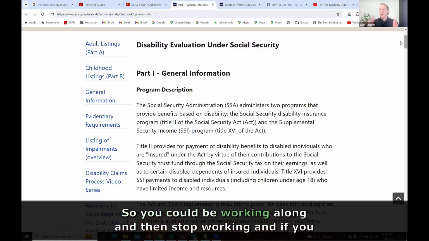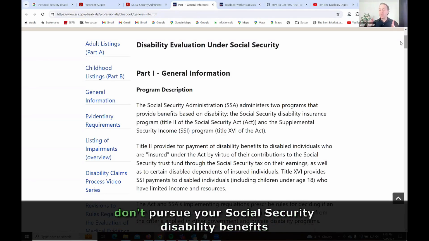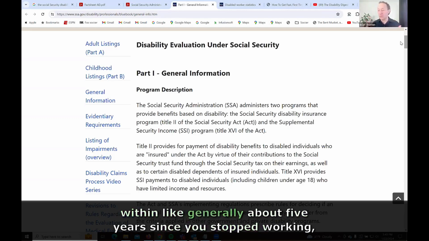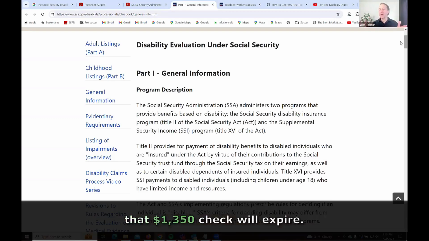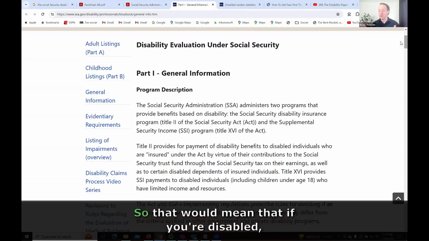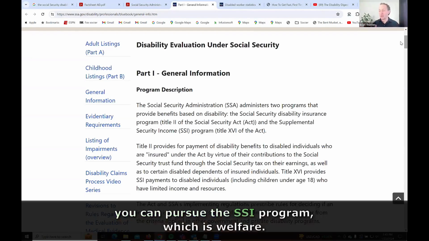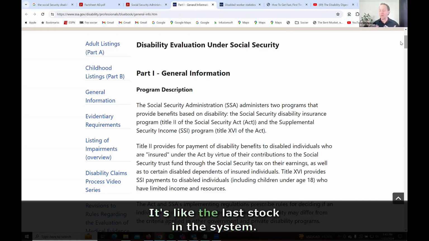So you could be working along and then stop working. And if you don't pursue your Social Security disability benefits within generally about 5 years since you stopped working, that $1,350 check will expire. You're no longer able to access it. So that would mean that if you're disabled, you could pursue the SSI program, which is welfare. It's like the last stop in the system.